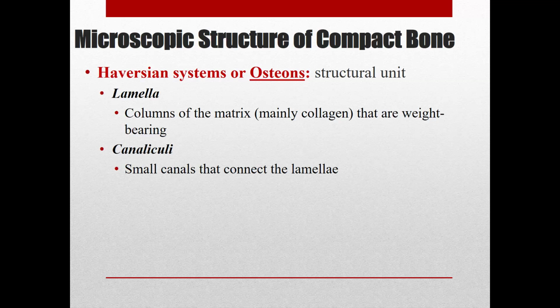Well, each of these rings is called a lamella. So there's a lamella, there's a lamella, there's a lamella. What are the lamella? Rings of collagen. Protein. That eventually get hardened, right? With calcium.